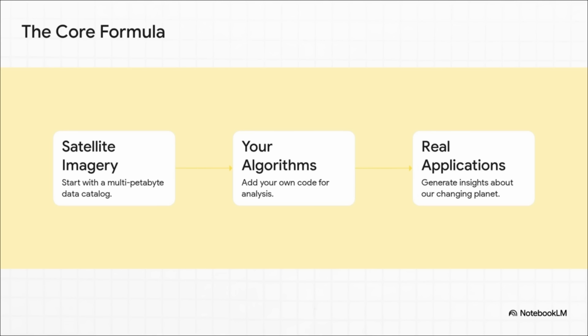You take the satellite imagery, this massive library of it, then you add your algorithms. So your specific questions, the trends you're trying to find, and when you put those two together, you get real-world applications. You get answers about our changing planet.